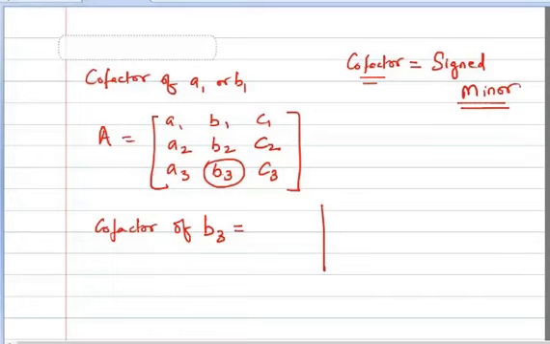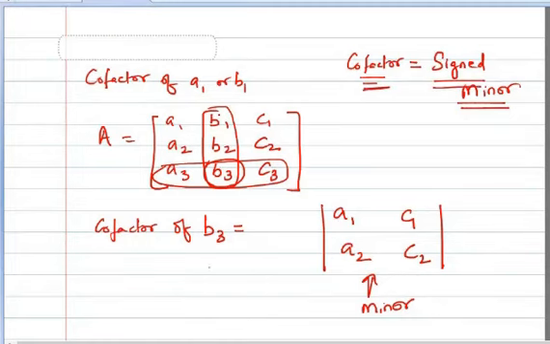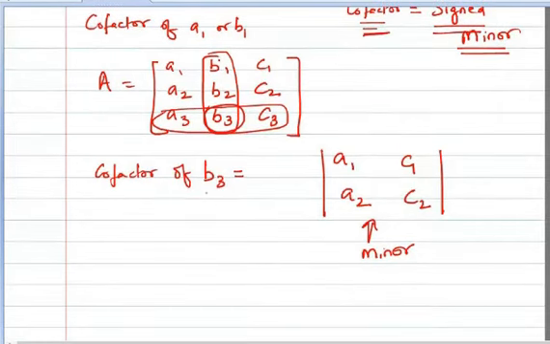So the minor of B3 is the determinant formed by leaving this column and this row. So I am having A1, C1, A2, C2. So this is your minor. But as per the definition of cofactor, it is signed minor. So here I will be having some sign, plus or minus. That depends upon the location of B3.